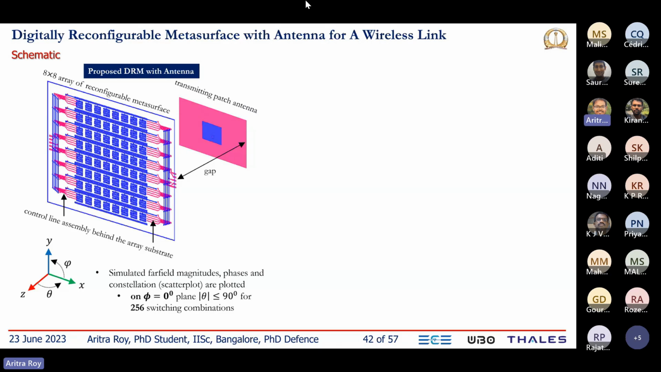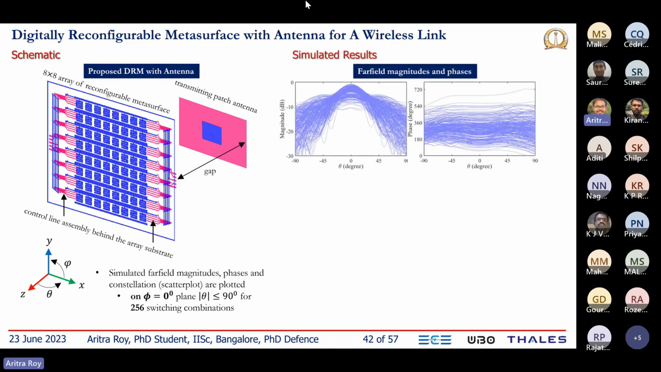For simplicity and sufficiency, we used a single control line for each column. So we have 8 columns and we have used 8 control lines. If we have 8 control lines, we can get 2 to the power 8, or 256, switching combinations. Now in simulation, we have recorded these 256 radiation patterns, both in magnitude and phase.